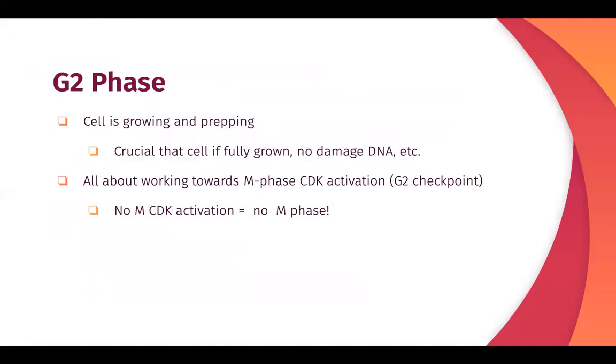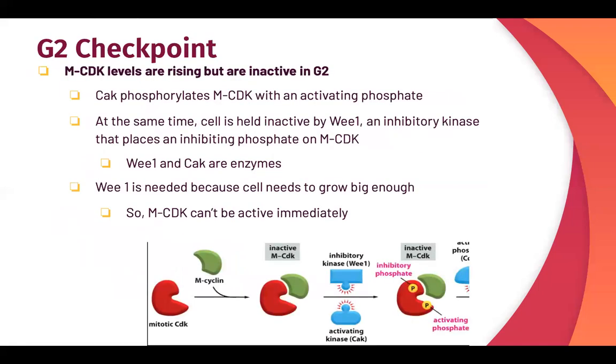Okay. So then G2 phase, your cell is growing and prepping and just making sure that it's big enough. Specifically, it does that by the G2 checkpoint. So at this point, your mCDK levels are slowly rising as it's getting closer and closer to M phase, but it is still inactive because we're still in G2.